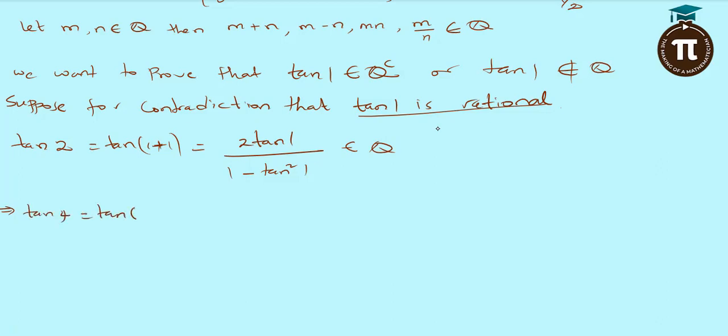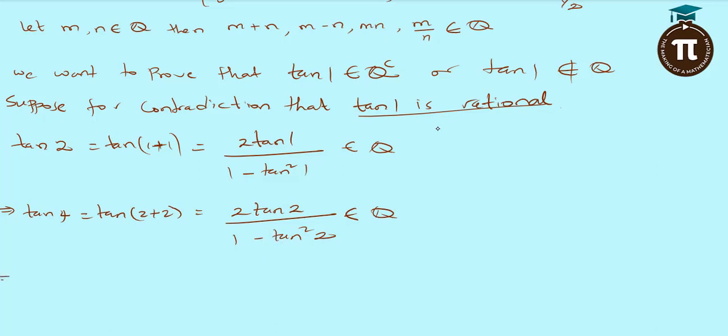is equal to tan of 2 plus 2. Tan of 2 plus 2 is tan4. So this will give me 2 tan2 all over 1 minus tan square 2. We have assumed that tan1 is rational. Because of that, 2 tan1 all over 1 minus tan square 1 is also rational, and that's exactly tan2. Because of that, tan4 will also be rational, because what is up here is rational, and what is down here is rational by our assumption.